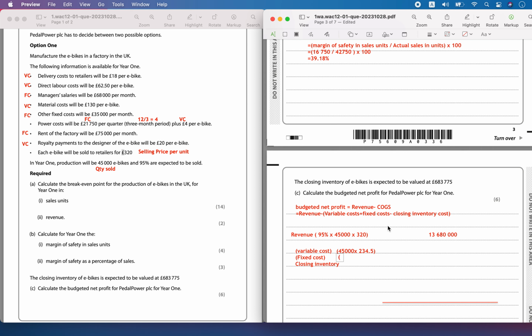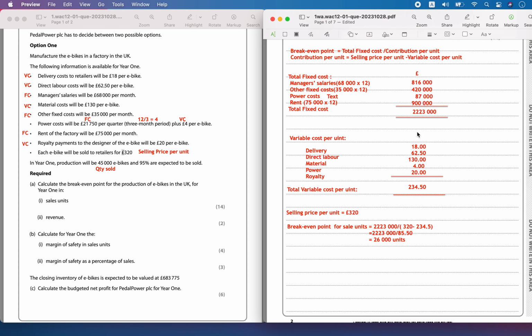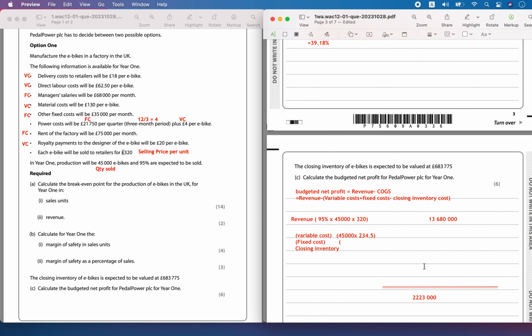The fixed cost was also calculated in part A. It was 223,000. You will write that just like that, since it's fixed. Now what is 45,000 times 234.5? It is equal to 10,552,500. The fixed cost is also going to be negative. And then you have the closing inventory cost, which is around 683775. It is given. This is to be added because inside the formula it was negative. When you open with a negative sign, it becomes positive.